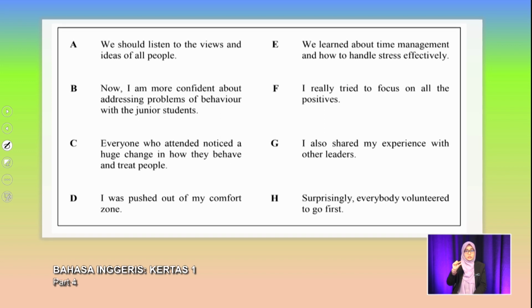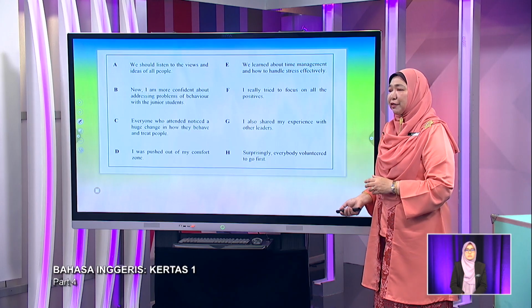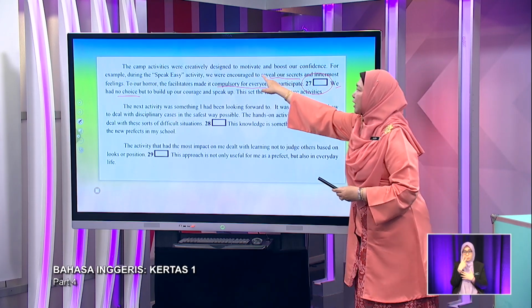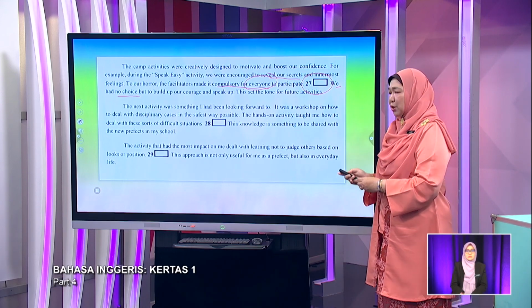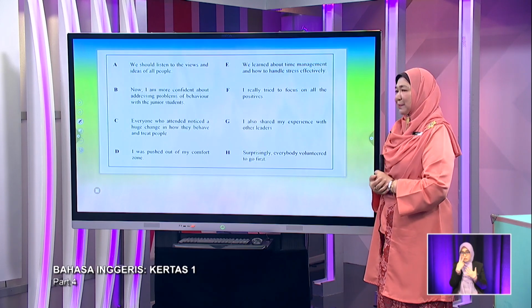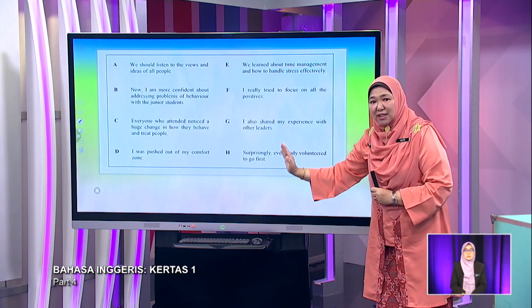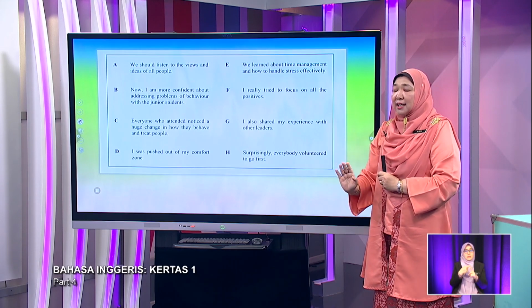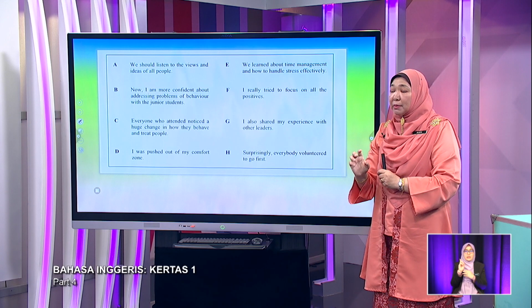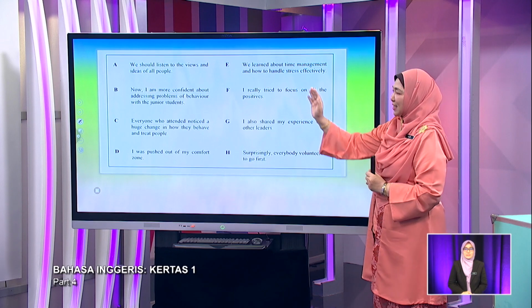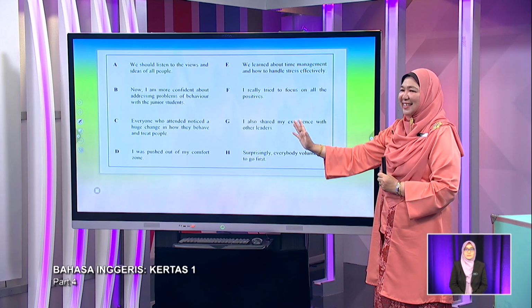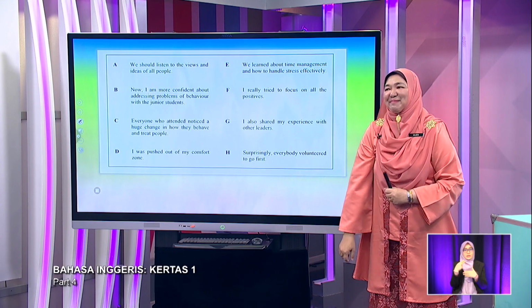G, I also shared my experience with other leaders. And H, surprisingly, everybody volunteered to go first. Okay, if we look at the clue just now, we are talking about compulsory for everyone. Yes. Okay, so no choice, everyone. So look at the answer, the options given. From 8 options, which one of the options is giving a clue about everyone is joining the activity? Is it A, B, C, D, E, F, G or H?